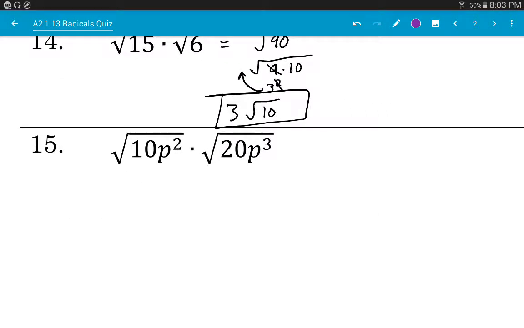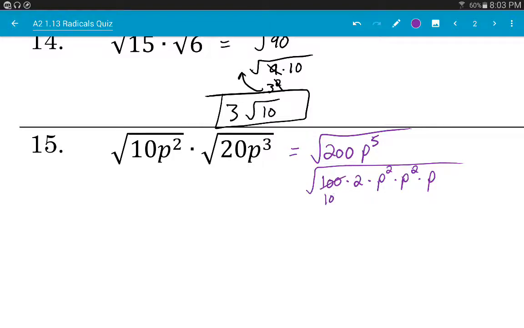On number 15, 10 times 20 is 200. P squared times p cubed is p to the 5th because I add the exponents. This can be broken down now into 100 times 2. And let's break up the p to the 5th into some squares so some of them can come out. 100 is equal to 10 squared. And now let's see who comes through. The 10 can, the p can, and this p can as well. So 10 p and p is p squared, and who's stuck? The 2 and the p.